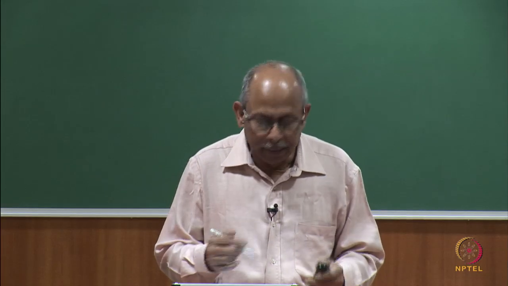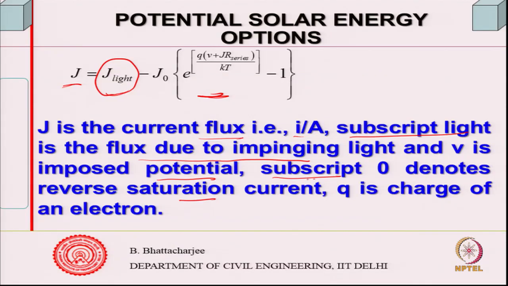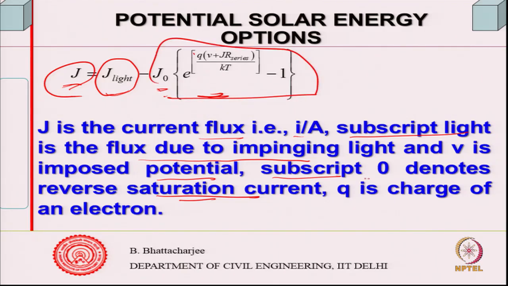So, there is a reduction. This is the reverse saturation current, as it is called, and Q is the charge of an electron. So, as the light passes, the current flux would be reducing. J0 stands for the saturation current. As you increase the current, there will be a reduction, and J0 is the reverse saturation current.